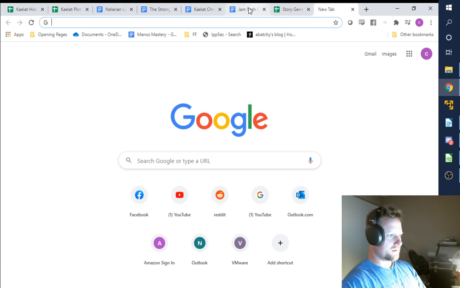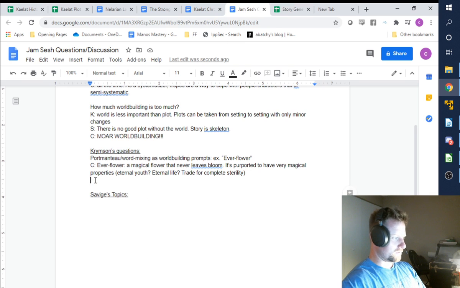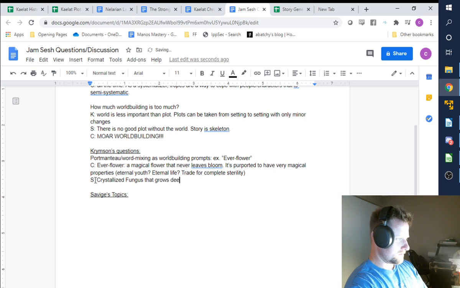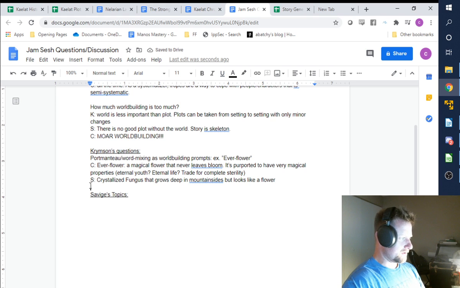It's a crystallized fungus, actually. Ooh. That grows deep in mountainsides, and it looks sort of similar to a flower, the way the crystals appear above ground, which is why people call it an everflower. That makes sense. Very neat. Crystallized fungus was fun to run with.